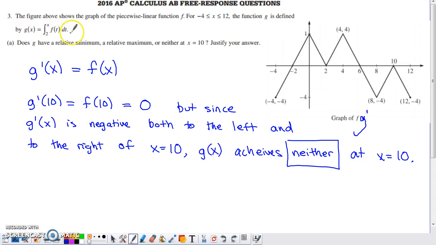on f. So in part A here, they ask us whether or not g has a relative max, min, or neither at 10. Justify your answer. Well, to answer questions about relative maxes and mins, what we usually like to do is see that the first derivative changes signs from positive to negative, indicating a max. If our function goes from increase to decrease, we have a max. If our function goes decrease to increase, we have a min.